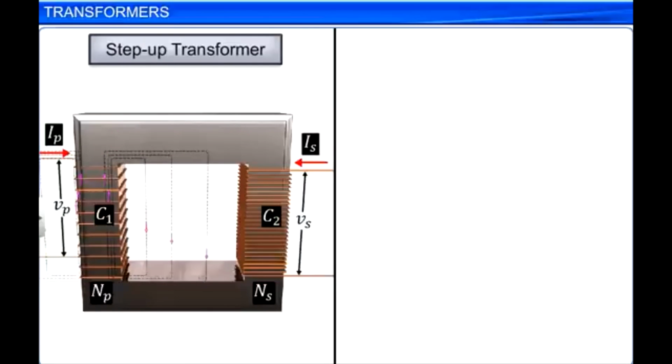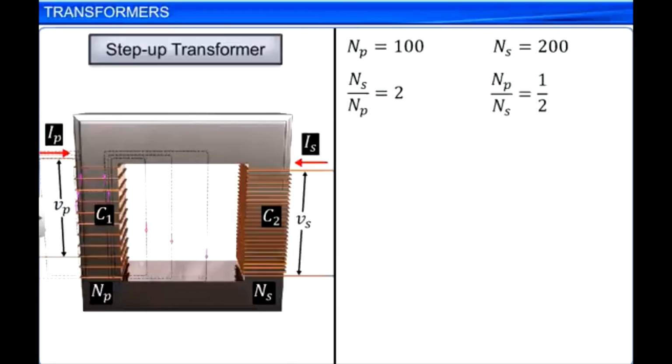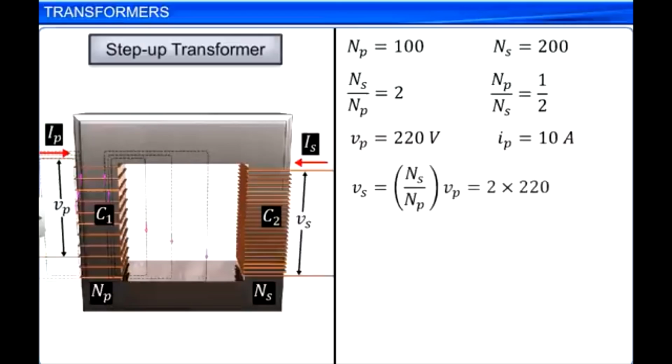For example, if the primary coil of a transformer has 100 turns and the secondary has 200 turns, NS/NP is equal to 2 and NP/NS is equal to half. Thus, a 220 volt input voltage VP at input current IP of 10 ampere gives an output voltage VS of 440 volt. In other words, it is stepped up to 440 volt output at a current IS equal to 5 ampere.